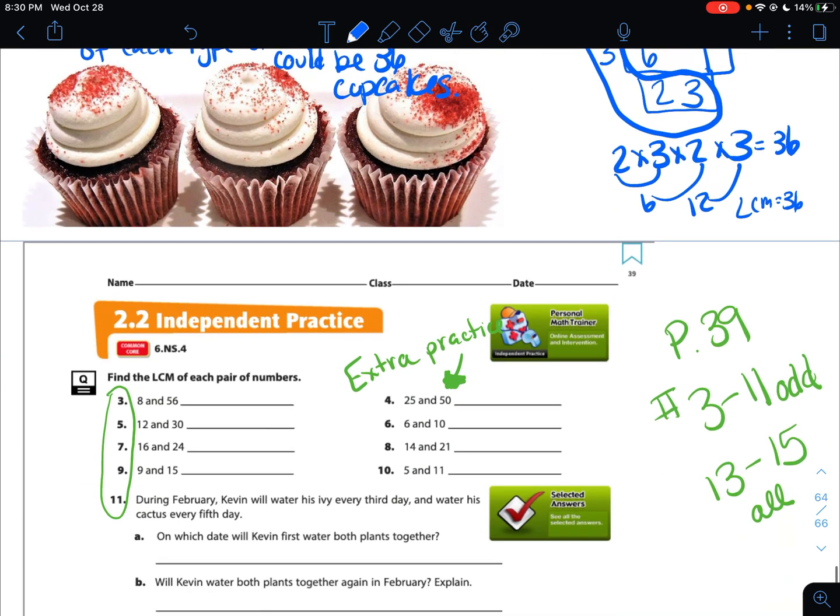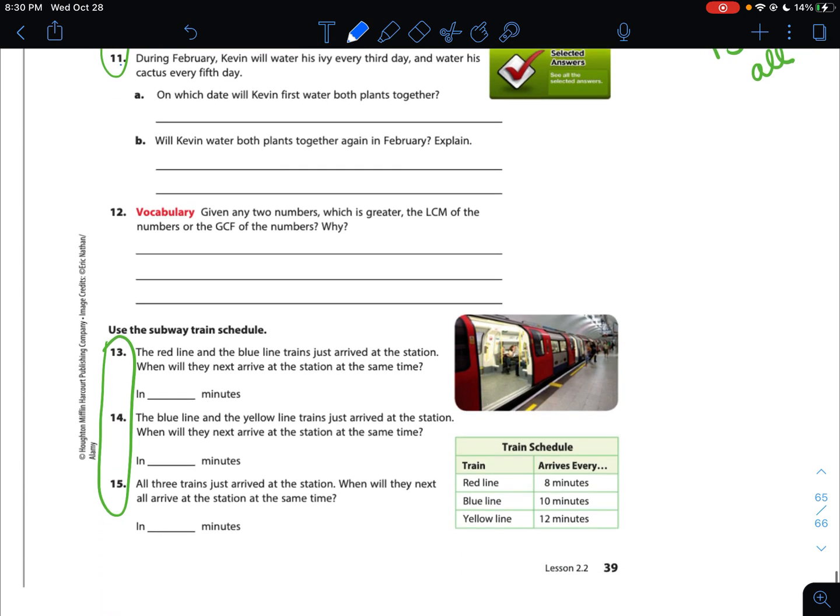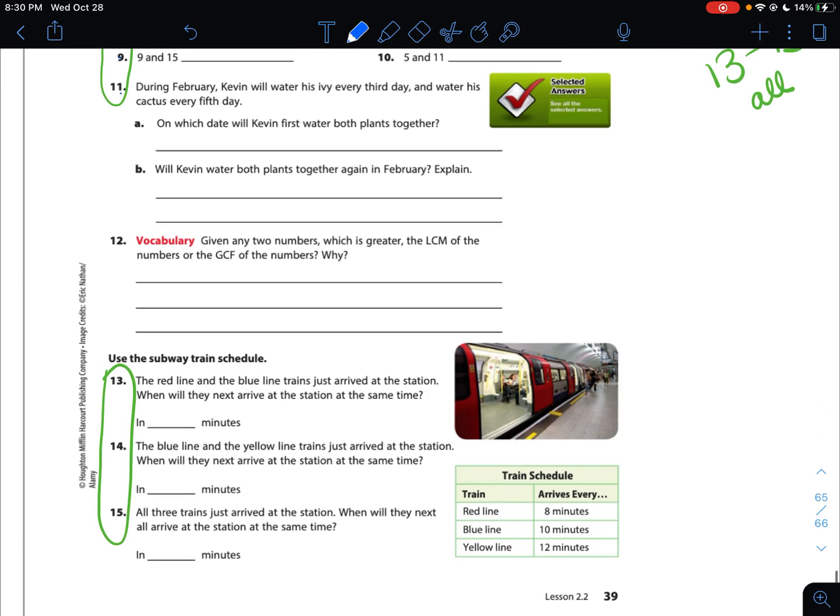I do have a couple problems in your book for you to practice today. You are doing page 39, and you're doing 3 through 11 odd, so just 3, 5, 7, 9, and 11. So those 5. And then you're also doing 13, 14, and 15. So that's 8 problems to practice, okay? So 11, 13, 14, and 15 are going to be the word problems.